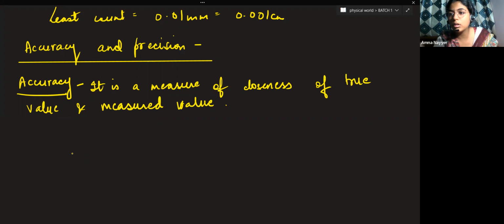But if some other student measures it as 6 centimeters, then I will not say it is accurate. There's a large difference. So the measured value and the true value have to be close to each other, and this closeness is known as accuracy. Clear? Accuracy is clear?